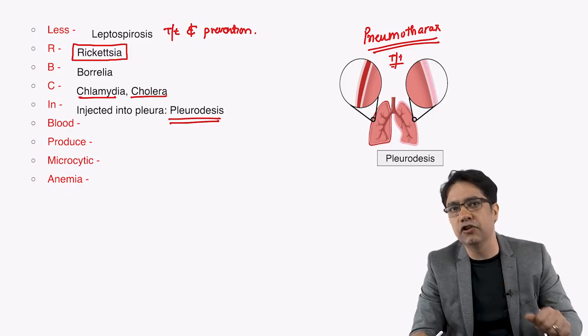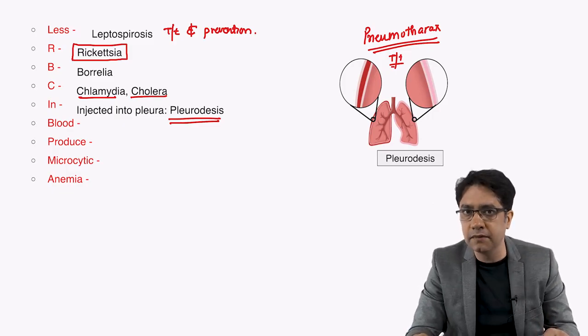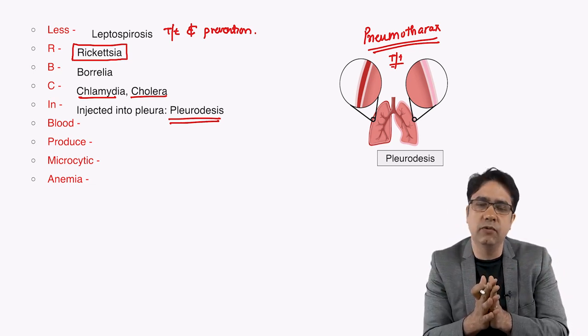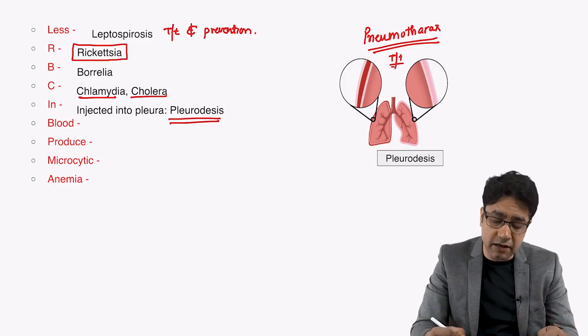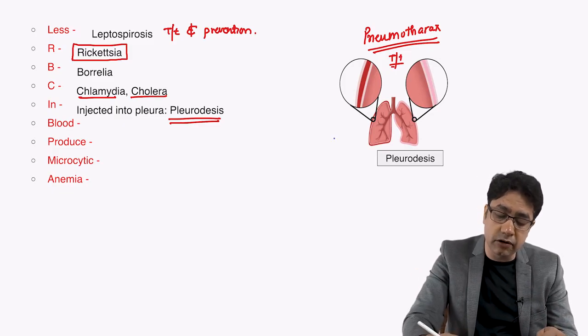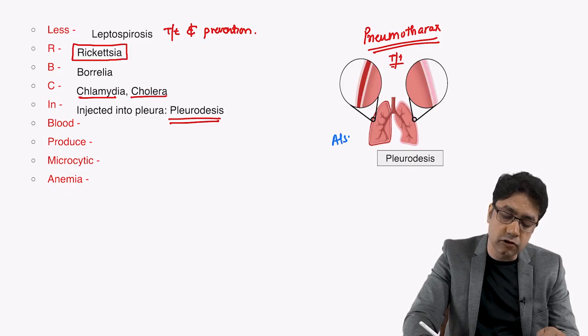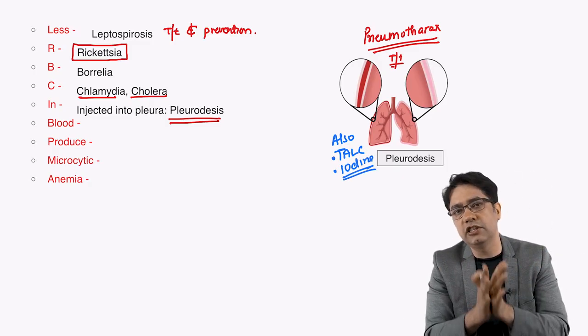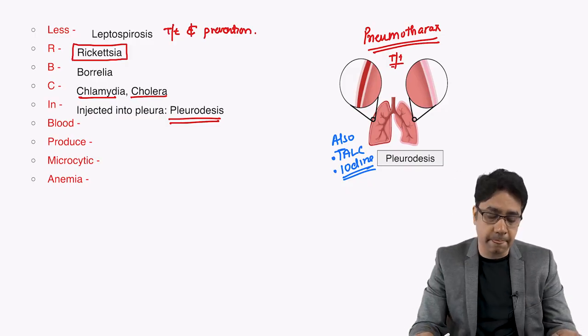We inject doxycycline between the two pleura. It will lead to fibrosis and the two pleural membranes stick together. Now, other drugs which can be given for pleurodesis, yes, apart from doxycycline, we can also inject talc. We can also inject iodine. They also cause fibrosis or sticking of the pleura to each other.